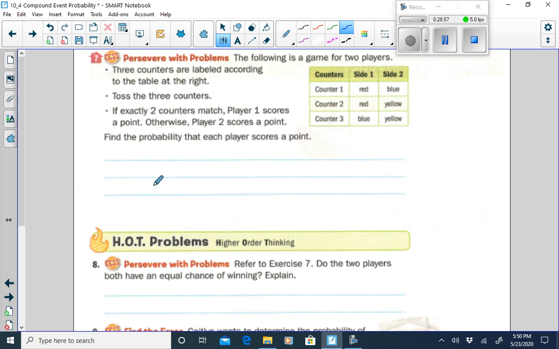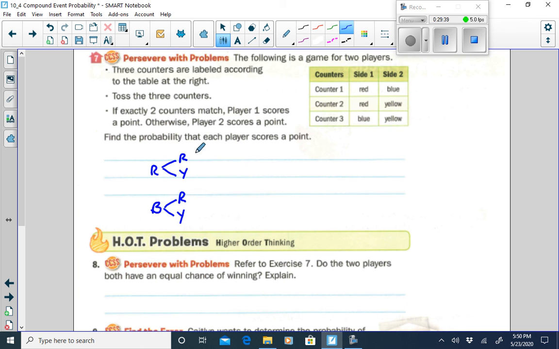All right, well, we need to create some sample space here. So we're throwing 3 counters. Let's start with counter number 1. Counter number 1, we could have red or we could have blue. If counter number 1 is red, counter number 2, we have red with yellow. If counter number 1 was blue, counter number 2 could be red with yellow.